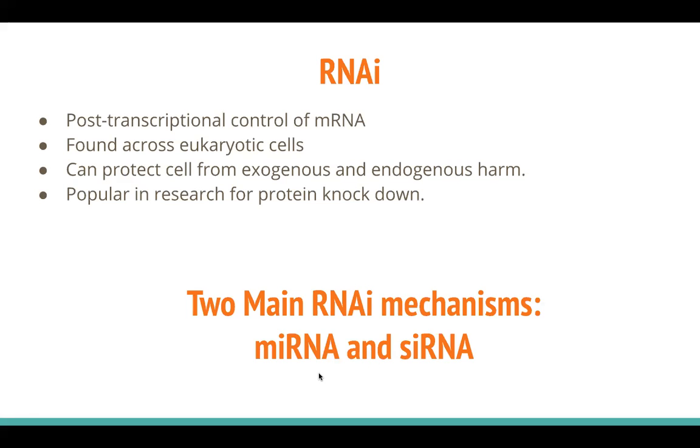There are two main kinds that we'll be talking about in this course: miRNA, which is microRNA, and siRNA, which is small interfering RNA. It's really important to know the differences between the two. I'll of course be going over the differences between them. They're not extremely different, but there are some differences that are worth noting.